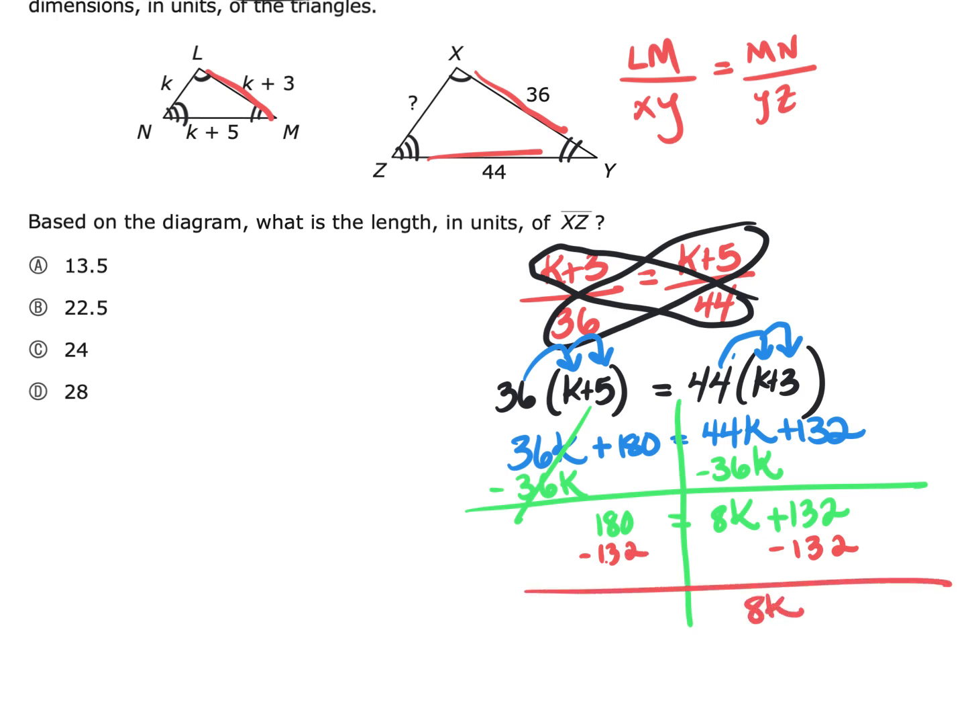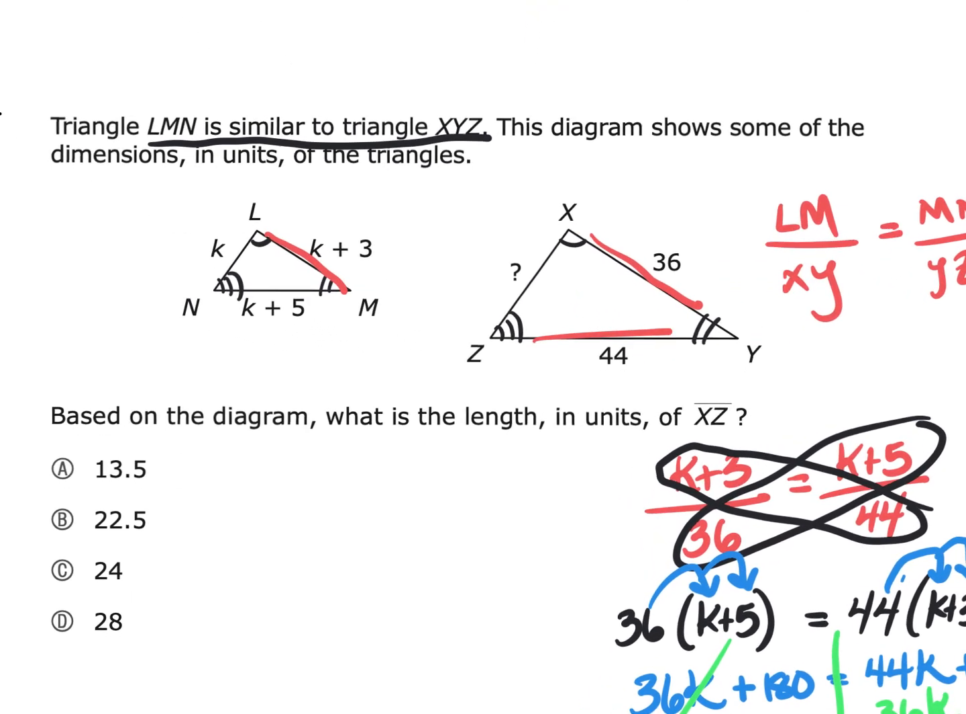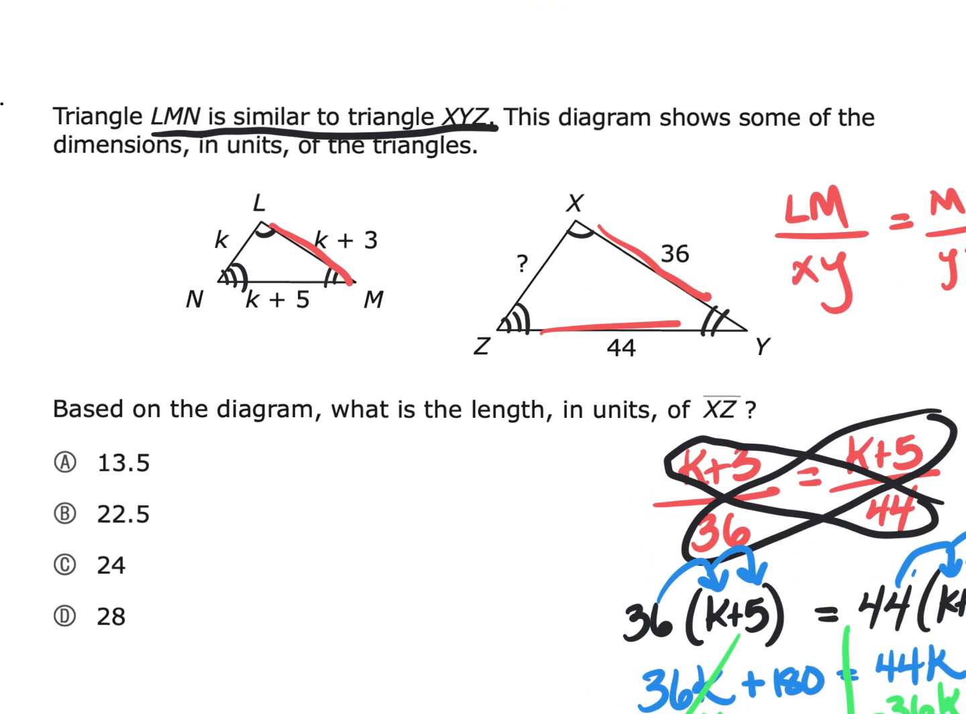So what I get is 8K is equal to 48. Last step, divide by 8. So K equals 6. All right, so we go back to our image here. We see that K equals 6. So we solved for the length of LN, but that's not what the question is asking.